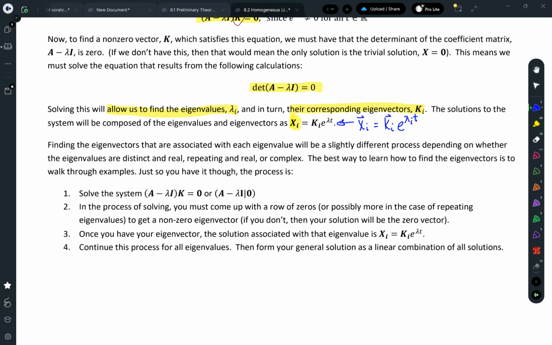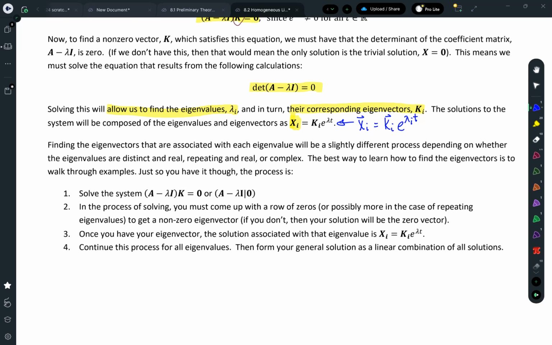We're going to solve the system (A minus lambda I)k equals 0. In the process of solving, we have to come up with a row of zeros, or possibly more than one row of zeros, in the case of having repeated eigenvalues. And this will allow us to get a non-zero eigenvector. If we don't, then our solution would be a 0 vector, and that's not what we're after. Those would be trivial solutions. So if you're getting a 0 eigenvector, that means you did something wrong.